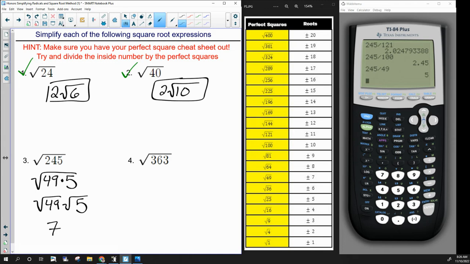Do I know the square root of 5? No, I don't. That's not a perfect square. Can you divide the square root of 5 by any perfect squares? No. You can divide it by 1, but that doesn't simplify it. We can't divide the square root of 5, so we just bring it down. 7 times the square root of 5 is my simplified radical. I'm done.